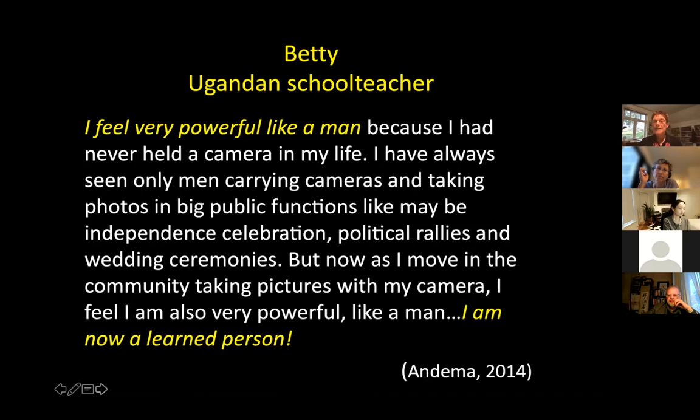And this was data taken by Sam Ndema during the course of his PhD research. And I find this data a little bittersweet because Betty was already a learned person well before she picked up a camera. Because she was a successful teacher, she ran a home, she had a family, she did very well in her community, but it was only when she carried a camera that she felt powerful, like a man, and possibly even more significantly, she felt, "I am now a learned person."